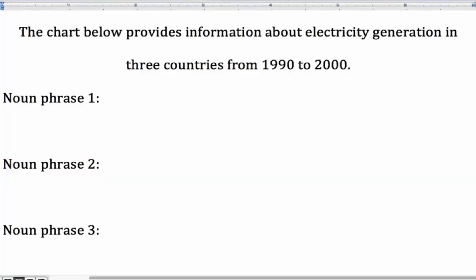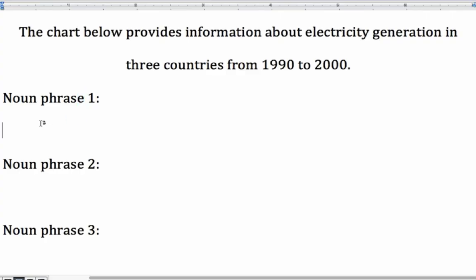Okay, let's look at an example question. The chart below provides information about electricity generation in 3 countries from 1990 to 2000. So this is what you would then focus in on in the test. This is the whole topic of the whole task. So that brings us to noun phrase 1. That there is noun phrase 1. I'm not saying that noun phrase 1 is always in the question. Sometimes it's noun phrase 2, sometimes it's noun phrase 3, but 90% of the time one of these is there.